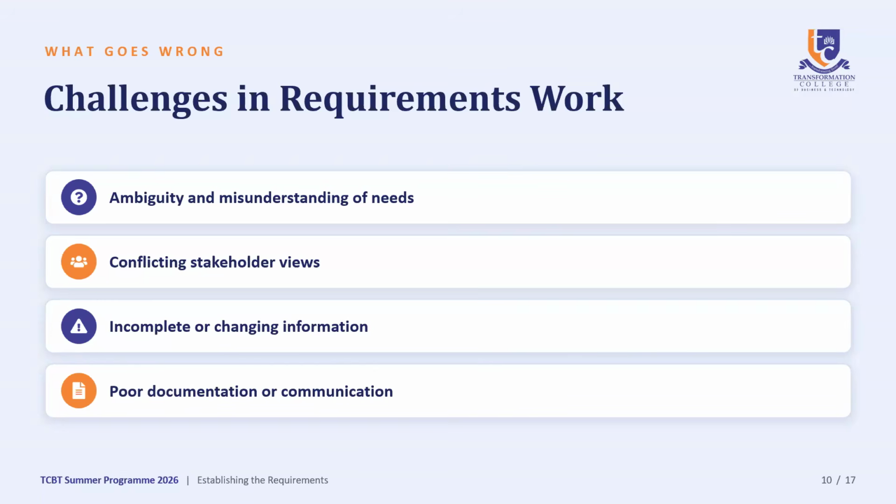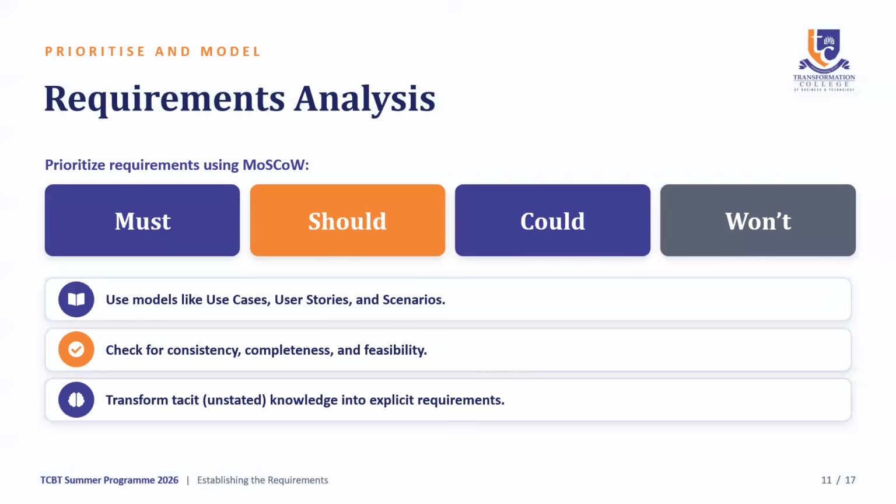Incomplete or changing information can lead to scope creep and scope overreach. The same thing, actually, with poor documentation or communication. As a business analyst, it's your job, it's our job, it's my job to ensure that the steps, the processes, and everything is properly documented.